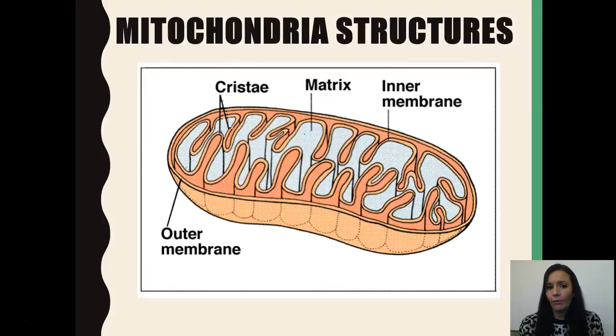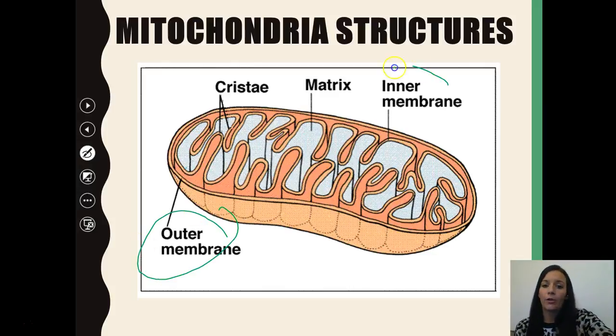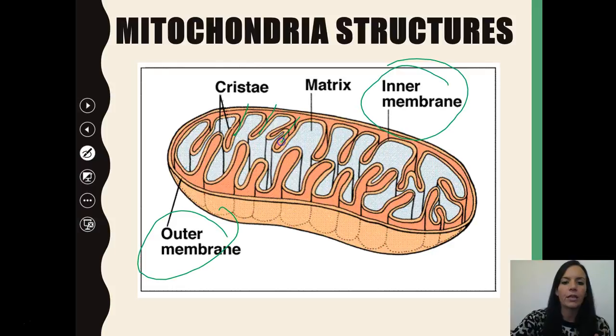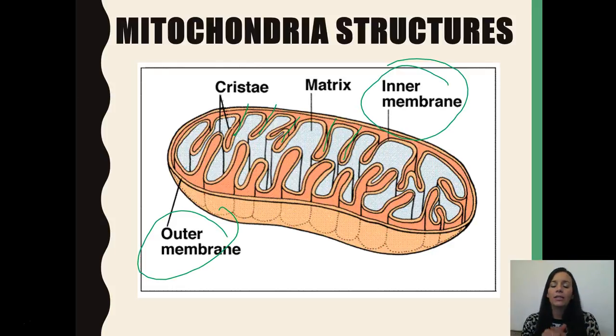Before we go any further, I want to just take a minute to look at the structures of the mitochondria. There's an outer membrane and an inner membrane, but there's also something called the matrix. The matrix is all of that space in between, but even more important is something called the cristae. Those are all these little folds you see in the mitochondria. And what that does is that increases the space because there's more areas for these processes to happen.